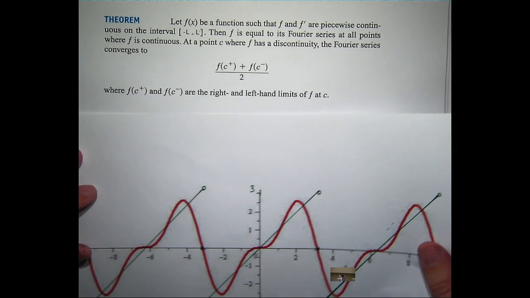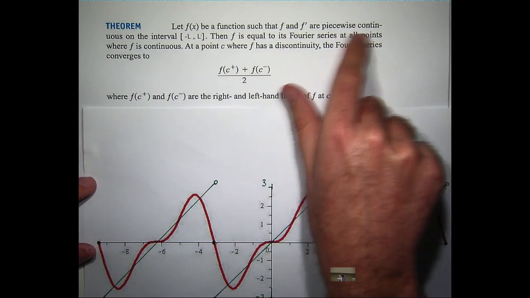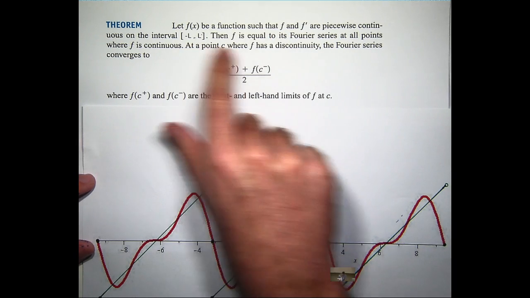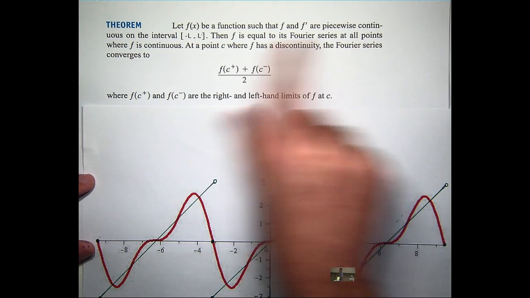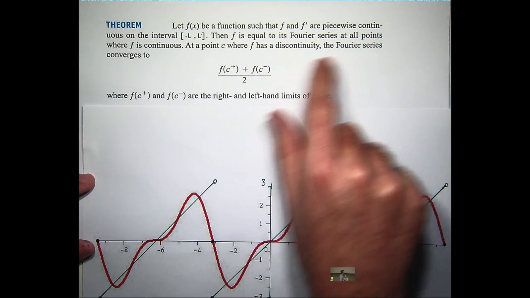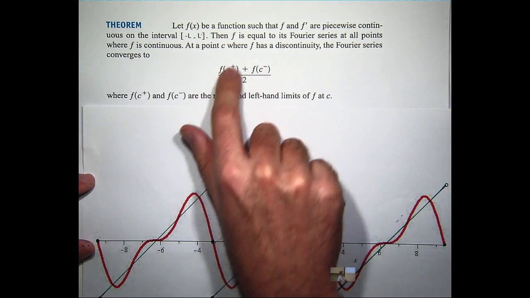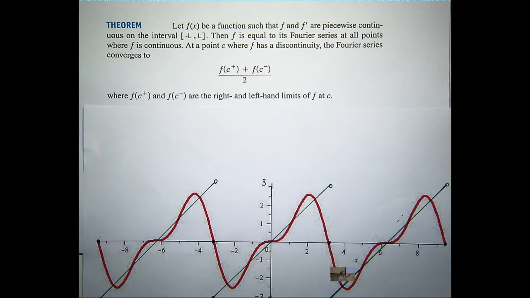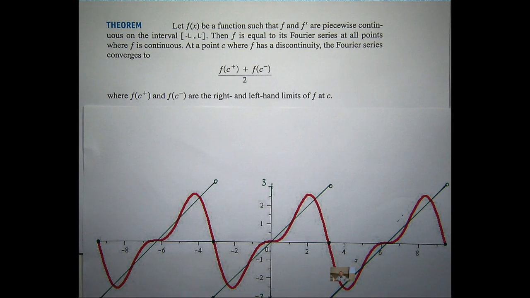So that's another important property. Okay, here's the theorem. If you've got piecewise continuity of f and f prime, then f is equal to its Fourier series at all points where f is continuous. And where you have a point of discontinuity, the Fourier series just converges to the average of the left and right hand limits. Okay, but we'll have a look at that in the next question. Any questions for that one?